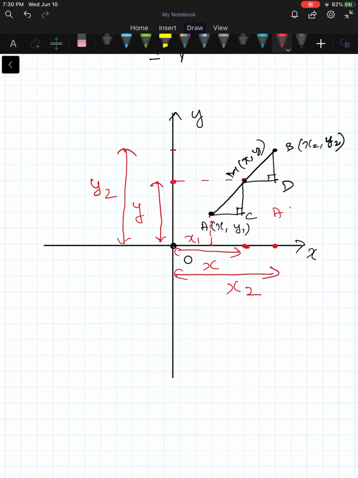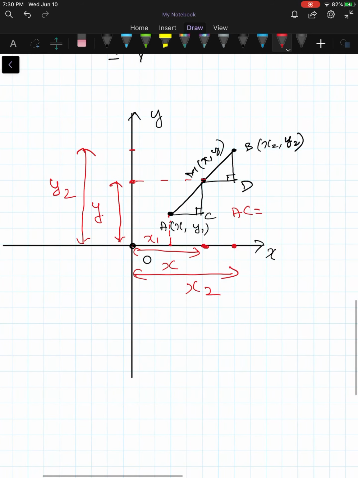So AC will be x minus x1, and MD will be x2 minus x. MD will be x2 minus x. And we can see, okay, this is x minus x1 and this is x2 minus x.